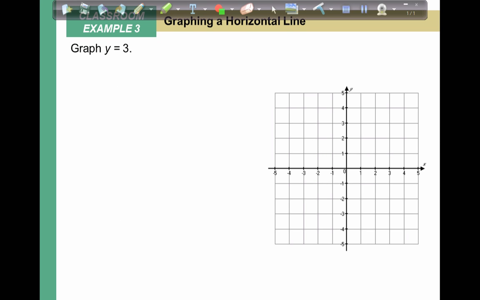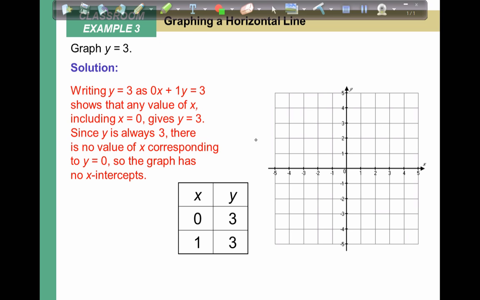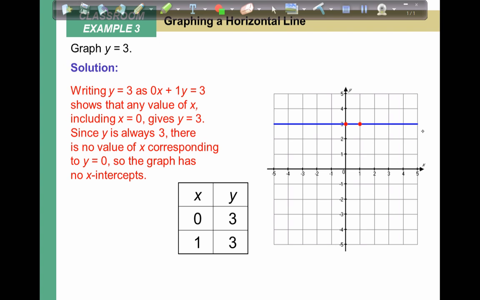Okay, what about this? Y equals 3. If we go to the y-axis, where does it equal 3? Right here. And then the equation of our line is going to be a horizontal line right at 3. So it looks like this.